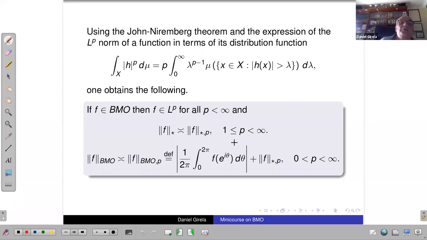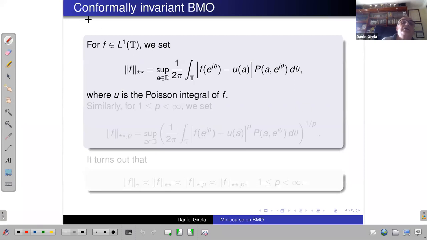To start with, let's see that we can see BMO as a conformally invariant space. What we do is the following. When we took the F star norm, we took F, subtracted the mean of F over the interval I, and then divided by the length. But now we are going to change this. We define a new quantity, F2 star. We take F, and U, the Poisson integral of F, and we evaluate that Poisson integral at a point a of the disk. And then we take the Poisson integral of this difference centered there.